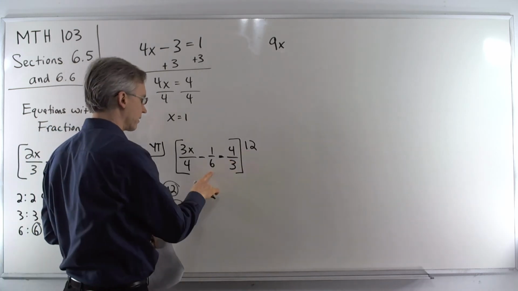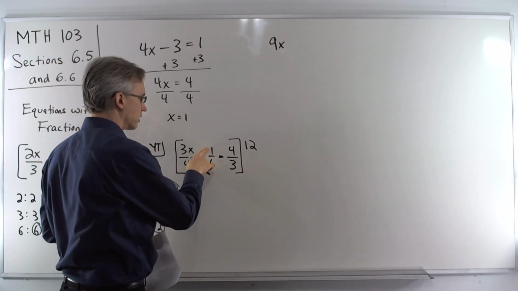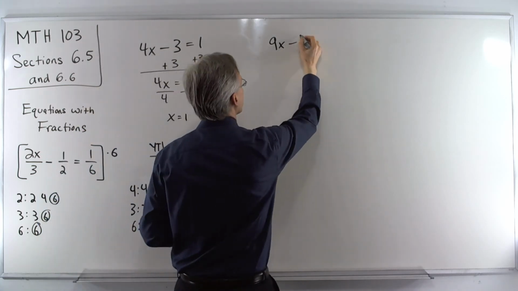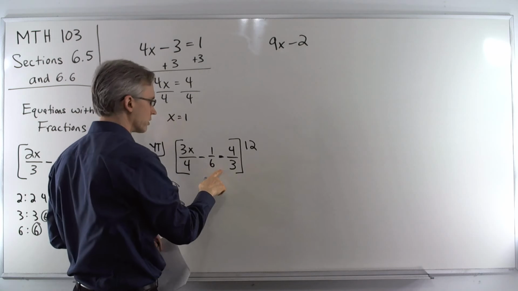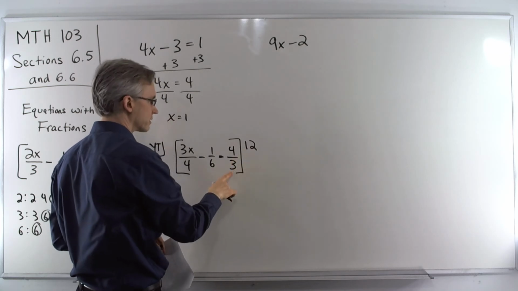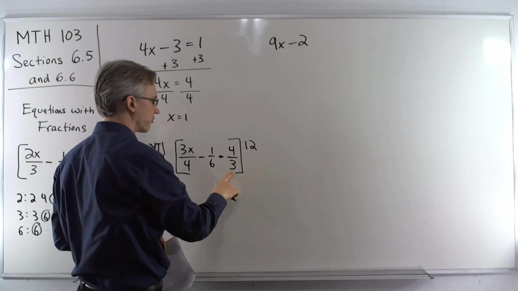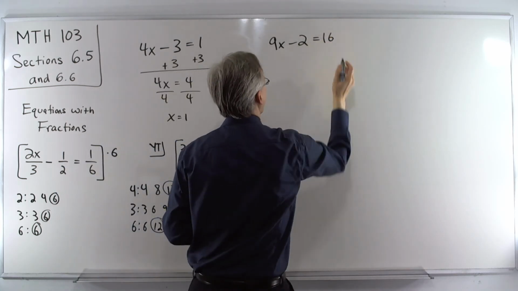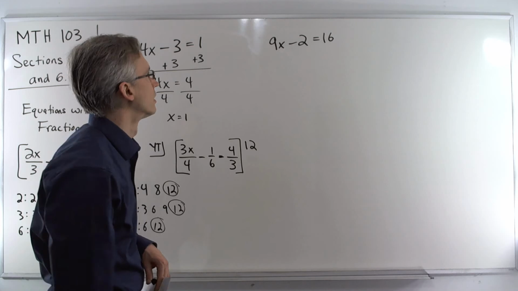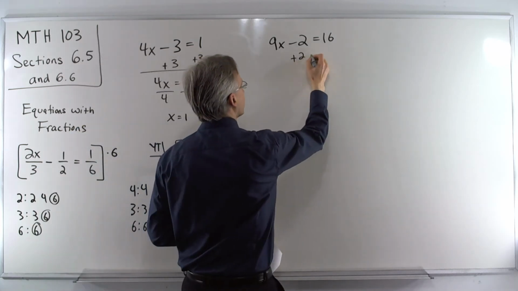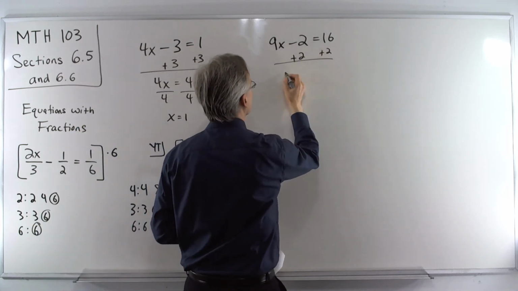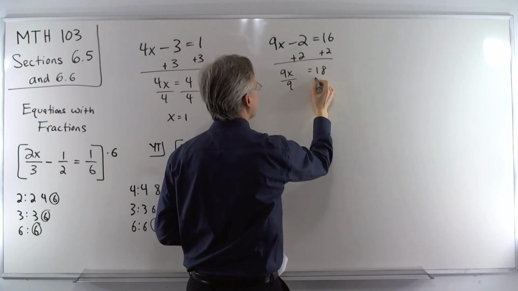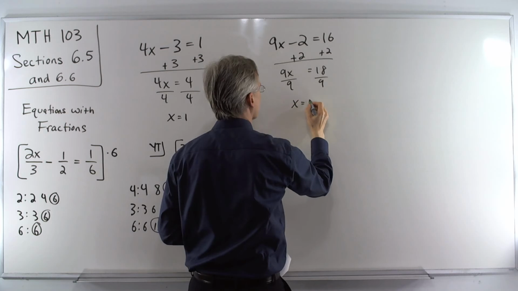All right, now we'll do 12 times 1/6. 12 times 1 is 12, divided by 6 is 2. So we're subtracting 2 there. Equals, now we'll do 12 times 4/3. 12 divided by 3 is 4, times 4 is 16. So 9x minus 2 equals 16. Solving, add 2 to both sides. 9x is 18, divided by 9, and x equals 2.